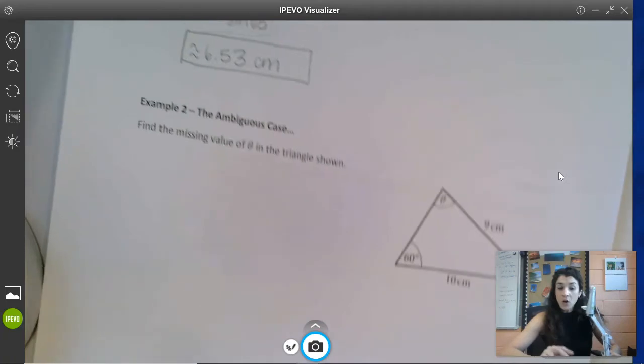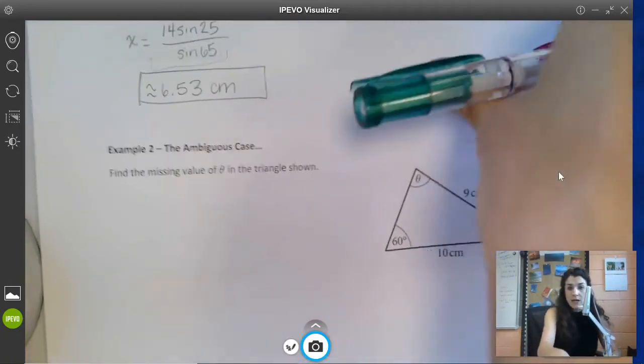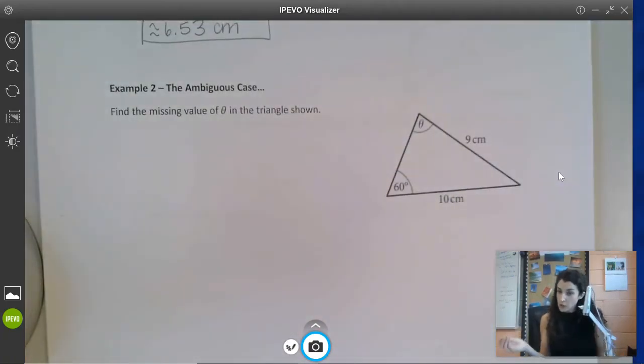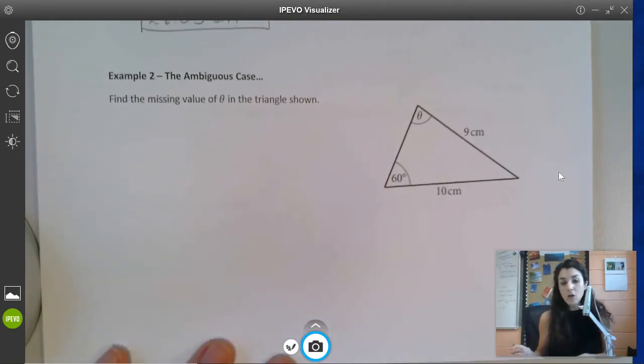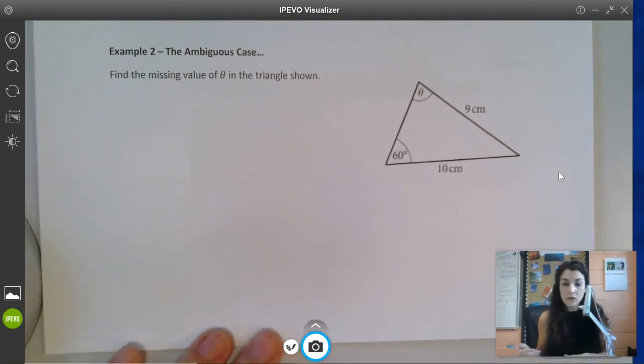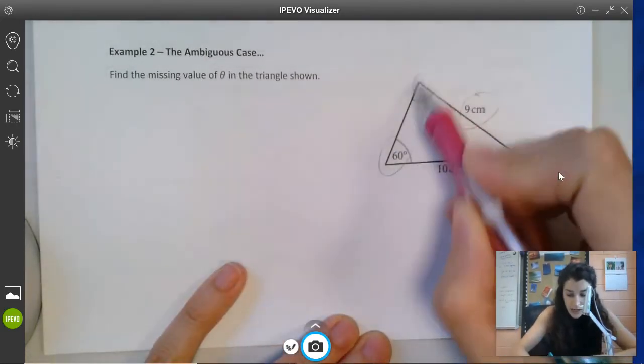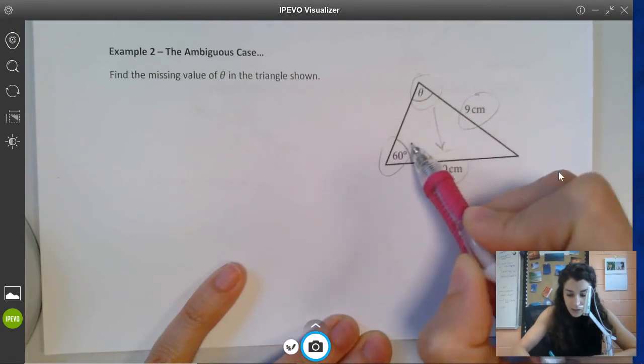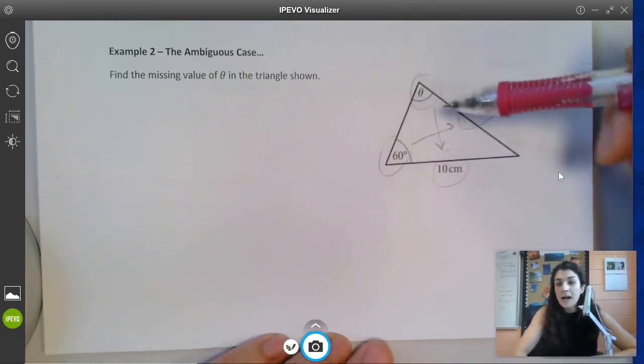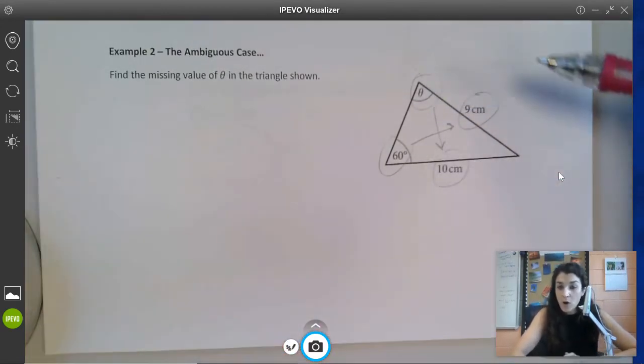Okay, we can also then use the law of sines to solve for a missing angle, just like we could use SOHCAHTOA to solve for a missing angle, but since it's not a right triangle, we can't use SOHCAHTOA, so we have to use law of sines. Notice angle, opposite side, angle, opposite side, and in that relationship, I only have one unknown.